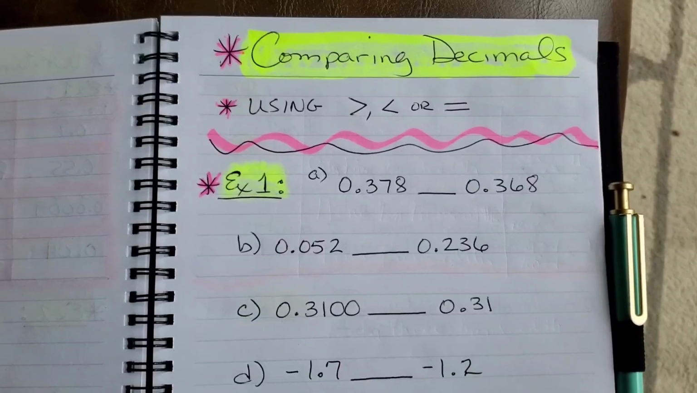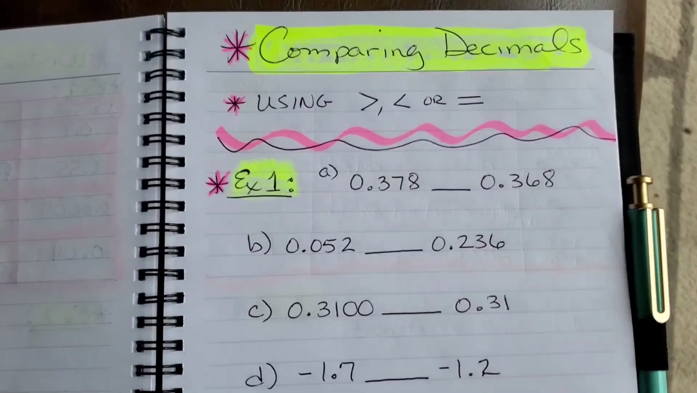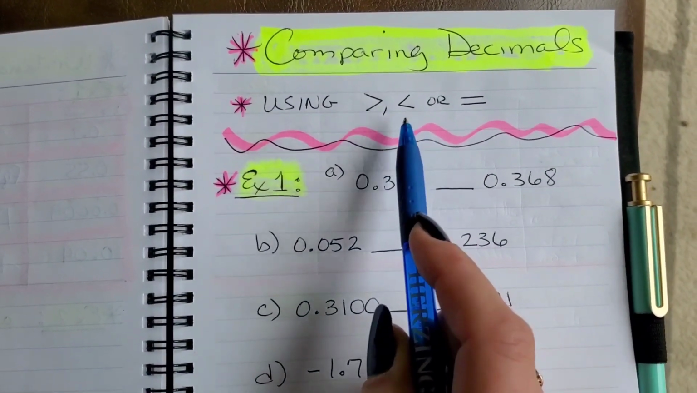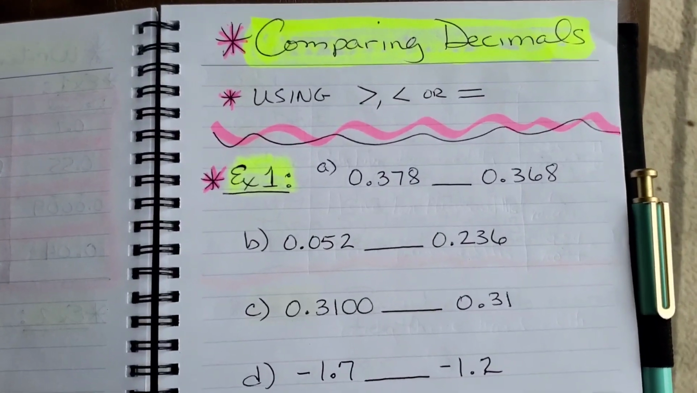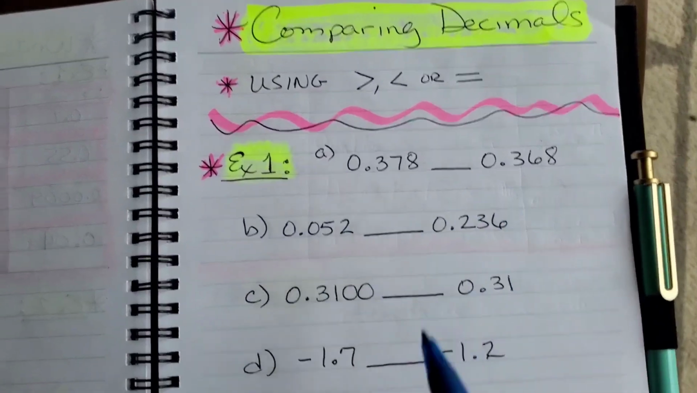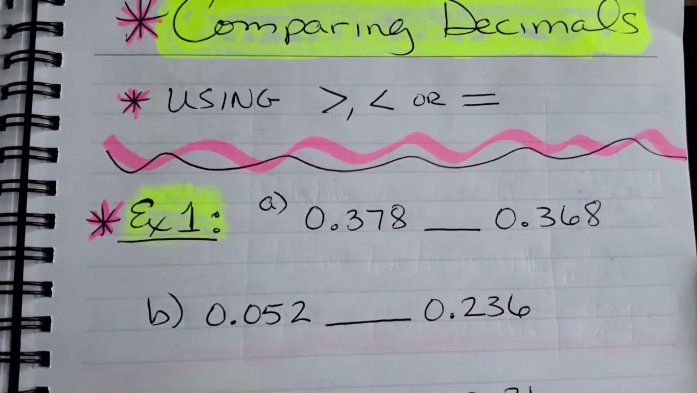And right now we are going to cover comparing decimals. So what we're doing is we're going to be using the greater than, the less than, or the equal sign. And obviously we are going to have to compare place value by place value. All right, so the best thing to do is just get in there and start looking at these.